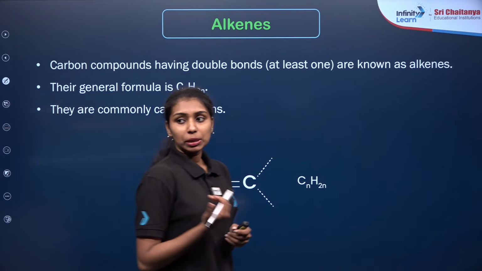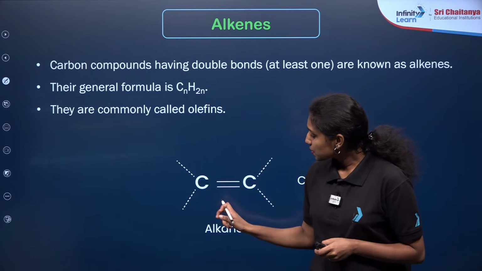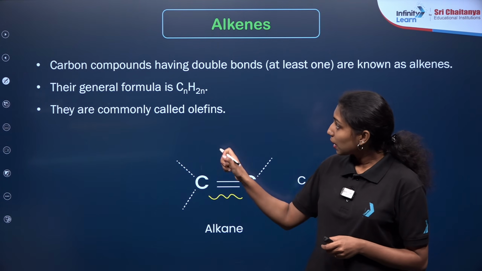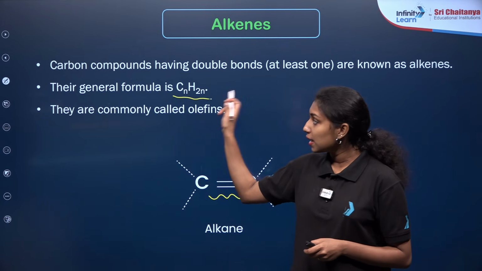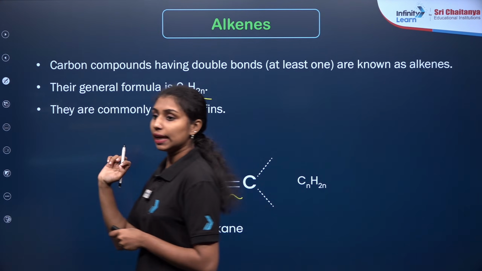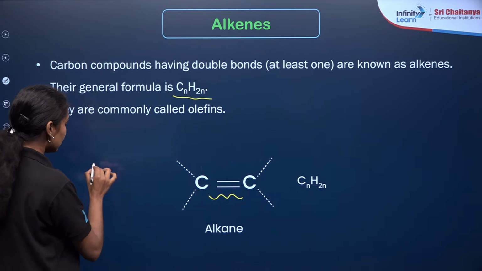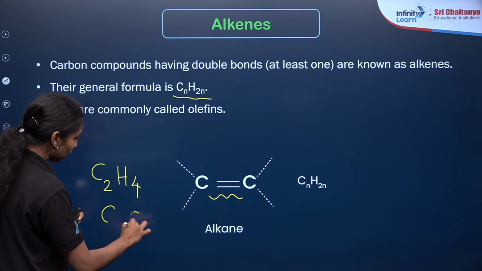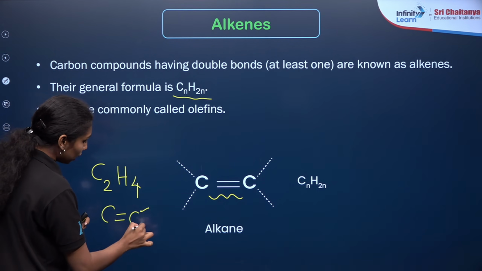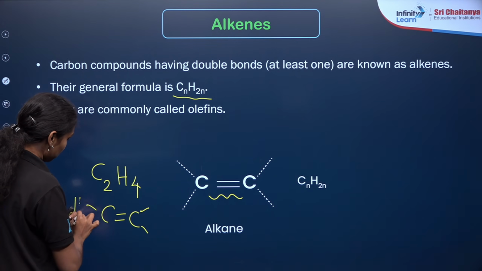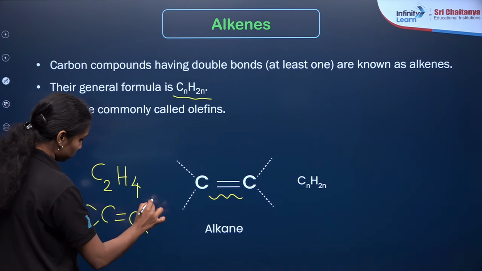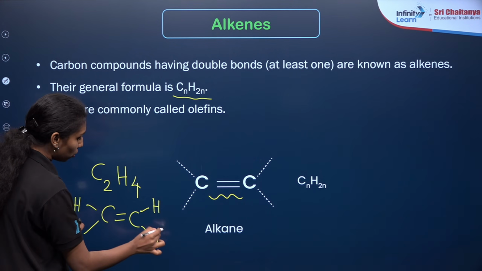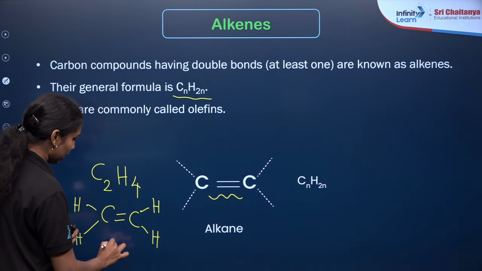The next type of hydrocarbon is the alkenes, right? Alkenes means they contain double bonds. Their general formula will be CnH2n. The first alkene compound will be C2H4, or we can write it as a 2 carbon compound in which a double bond is present. All other valencies are satisfied by hydrogen atoms. So this will be the structural formula of C2H4 or ethene.